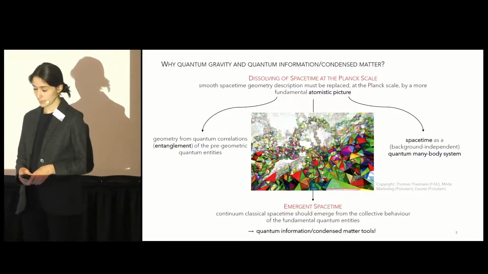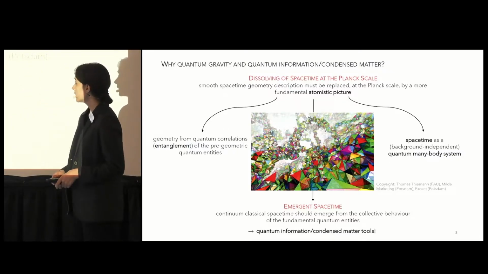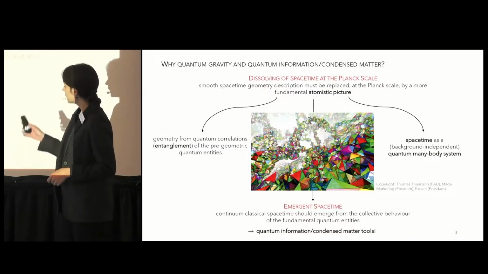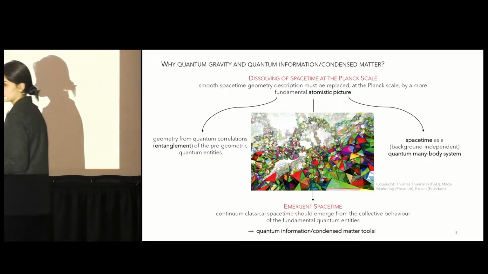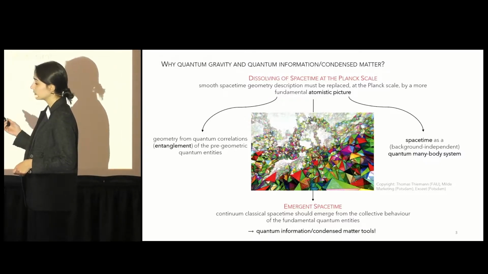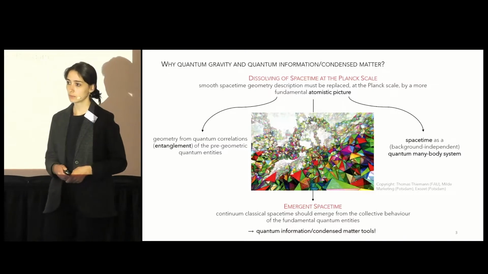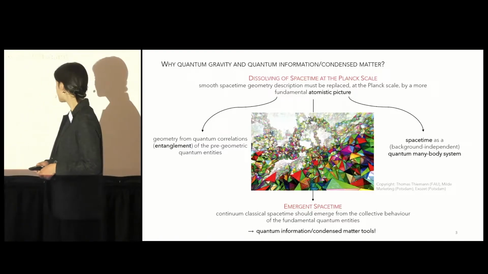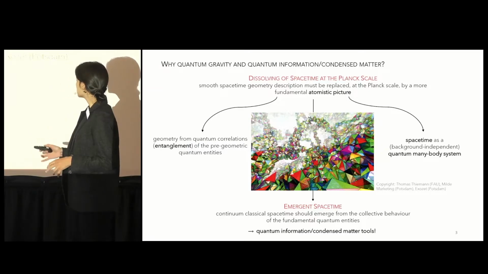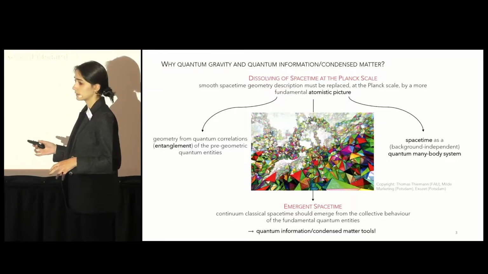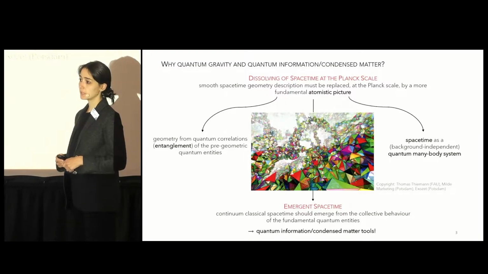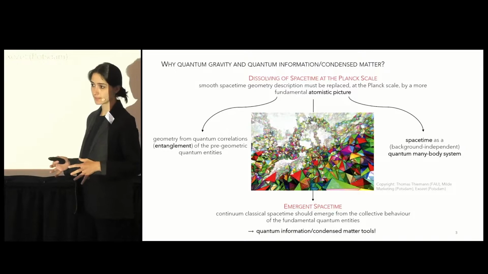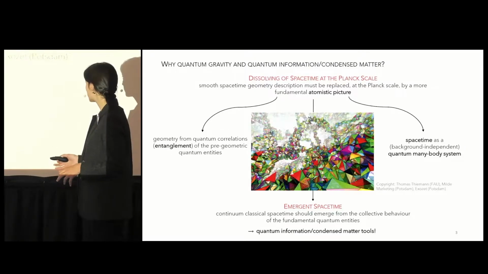So we expect the space-time at the Planck scale to dissolve into a microstructure of fundamental quantum entities. So in this atomistic picture of space-time at the Planck scale, we expect continuum space-time and geometry to be reconstructed from the quantum correlations, in particular entanglement, of these pre-geometric quantum entities. In this view, space-time is therefore described as a quantum many-body system with the peculiarity of being background independent, meaning that it is not a many-body system embedded in space and time, but it is space-time in itself.